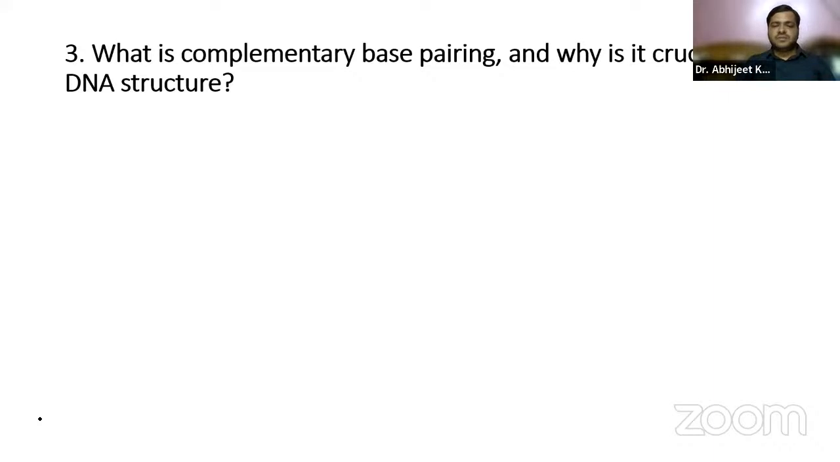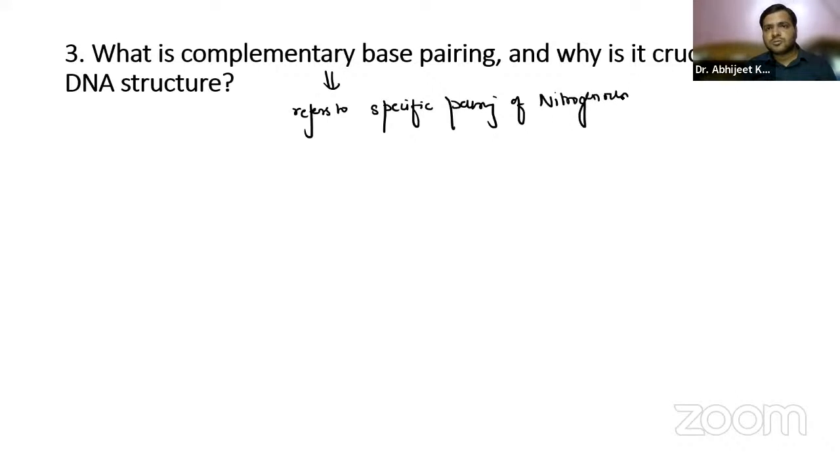Complementary base pairing, guys, you already know about this, it refers to the specific pairing of nitrogenous bases in DNA and RNA based on chemical properties. Adenine pairs with thymine with two hydrogen bonds, and guanine pairs with cytosine with three hydrogen bonds.